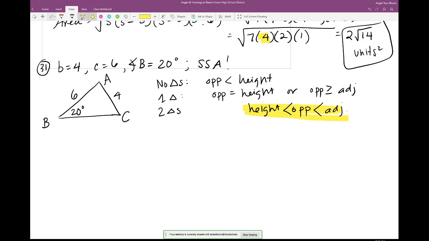All right, so guess what we need to find then? Because they all are comparing to what? Height. The height, okay? So let's find the height. How do we find the height? Sine of 20 equals opposite, in this case h, over 6. Very good. How do I solve for h? h equals 6 times sine of 20.